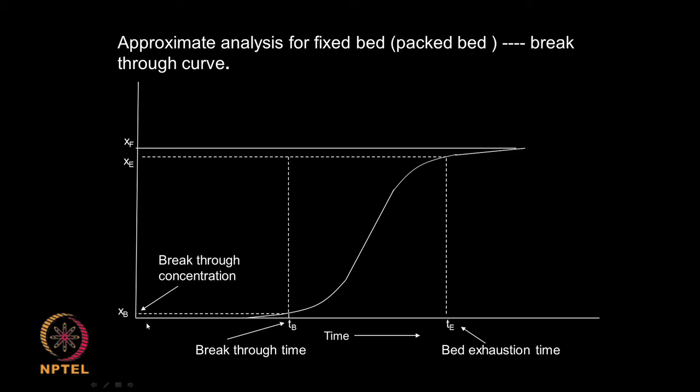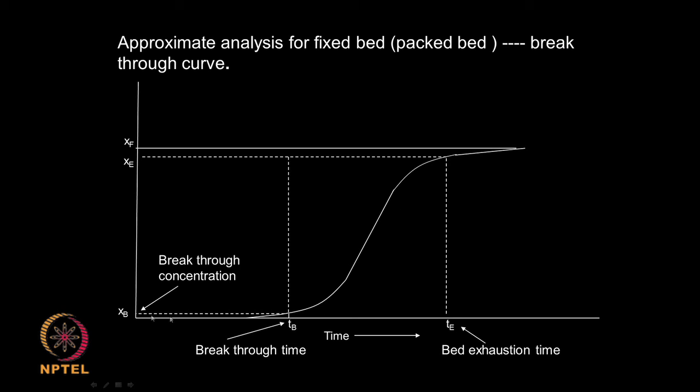Initially the concentration of the solute coming out of the tubular adsorber will be 0, because your adsorbent is fresh. It is absorbing everything, but after some time it starts coming out, and then finally everything comes out. This is called the breakthrough time TB, and this is called TE, the exhaustion time. Complete breakthrough happens here.